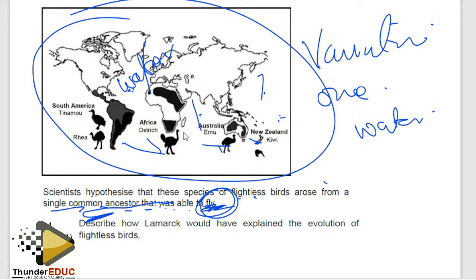If you remove this barrier of water and make them mix, they are not able to interbreed to produce fertile offspring. Therefore, the rhea, the ostrich, the emu, and the kiwi became new species. Do you see now how you explain?